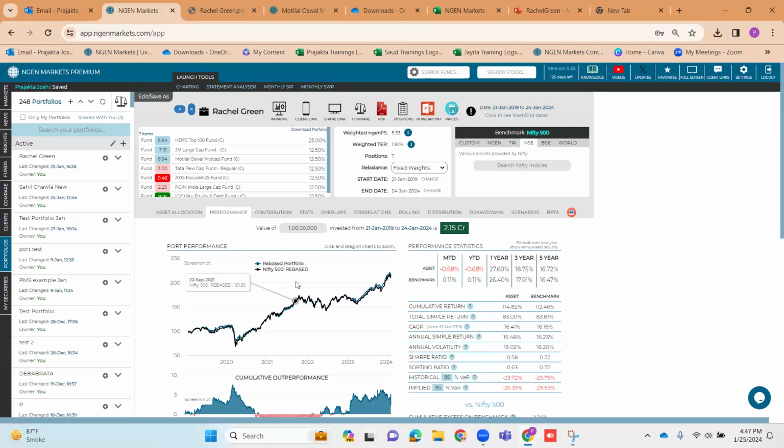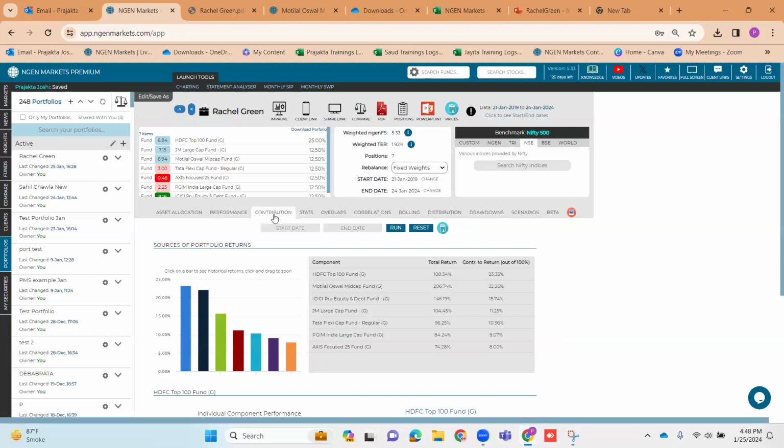Okay, got it. So this would not affect my contribution, the tab that Prajakta showed. The returns over there would not be affected irrespective of the date that I put. Exactly. This contribution tab will show you that in this historical backtest, this is how the returns were made.